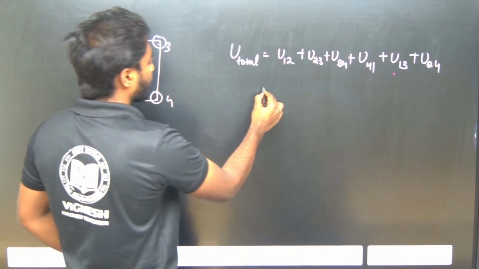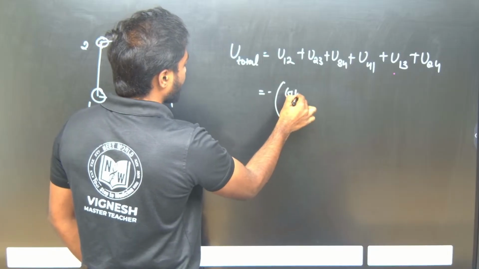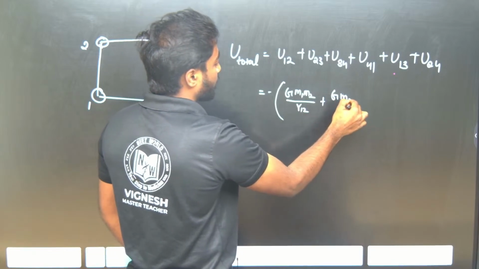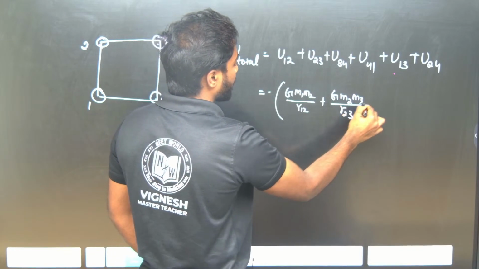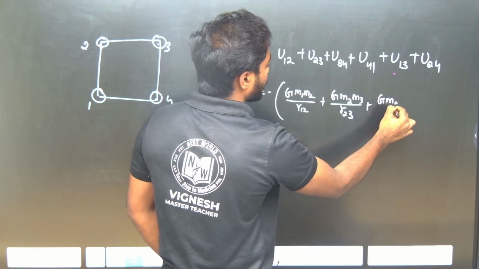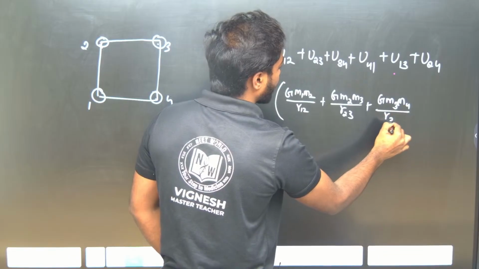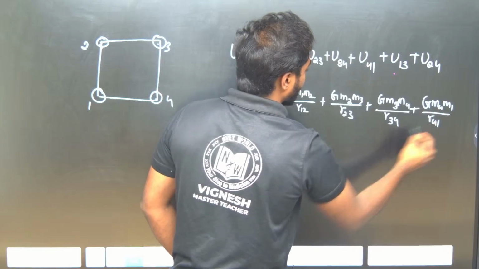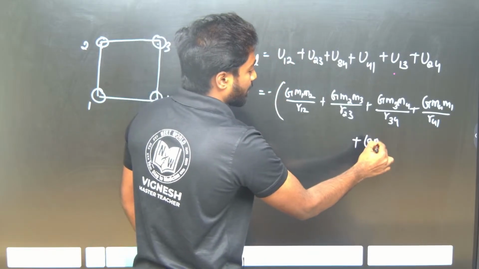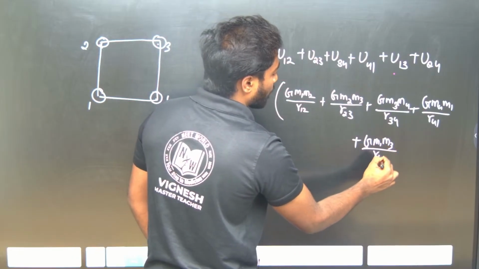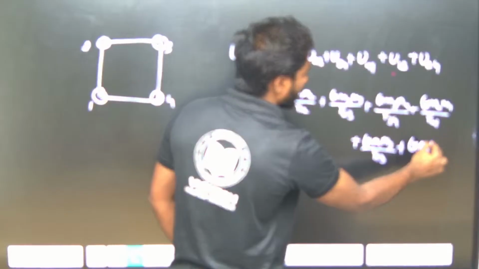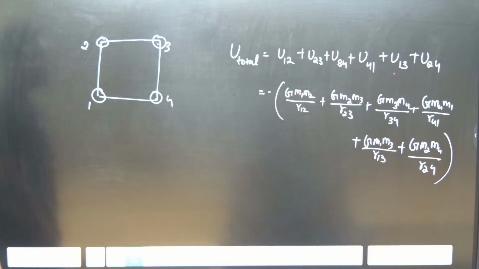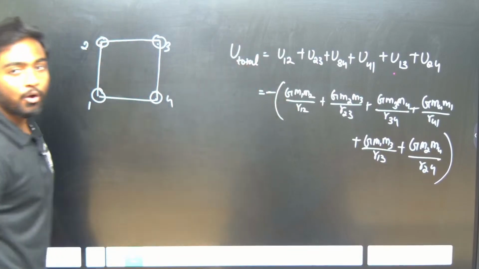Now if I want to write it, it is minus of G m1 m2/r12 plus G m2 m3/r23 plus G m3 m4/r34 plus G m4 m1/r41 plus G m1 m3/r13 plus G m2 m4/r24. That's it. This is how we write the potential energy of the given object.